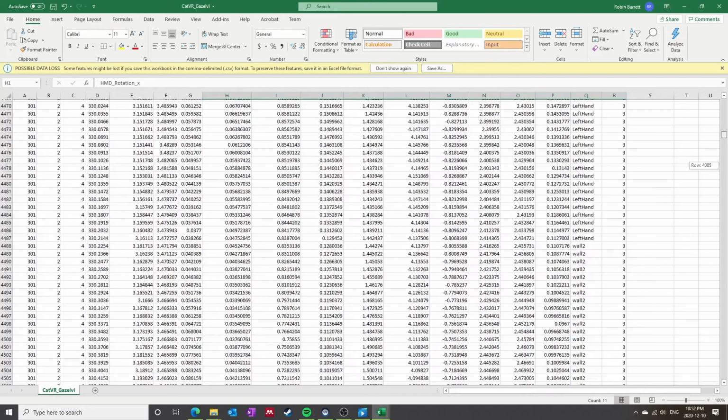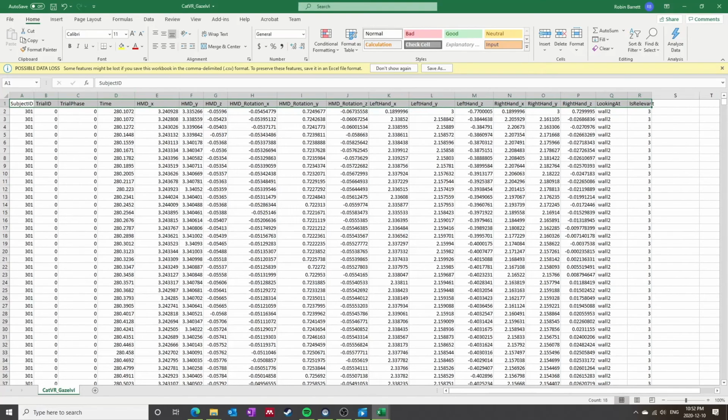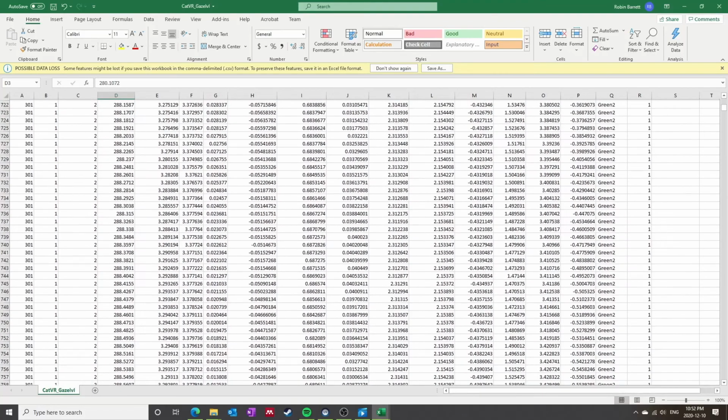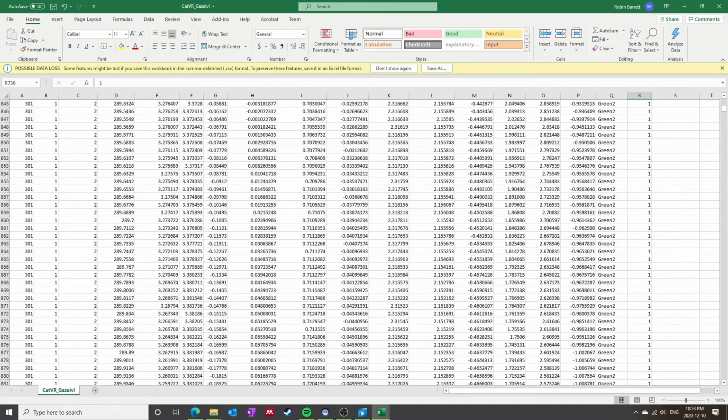At the gaze level data, this is where you can really get a detailed look at the moment-to-moment actions of each participant. In here, it's real-time tracking of both the head-mounted display as well as both the hand controllers. You also get what they were looking at any given moment in time and the relevance of the thing they were looking at over in the right-hand column.